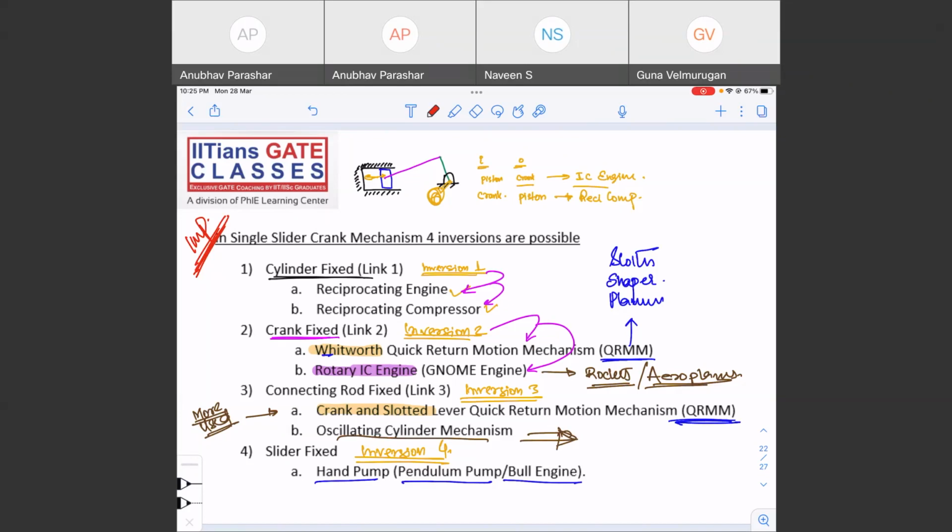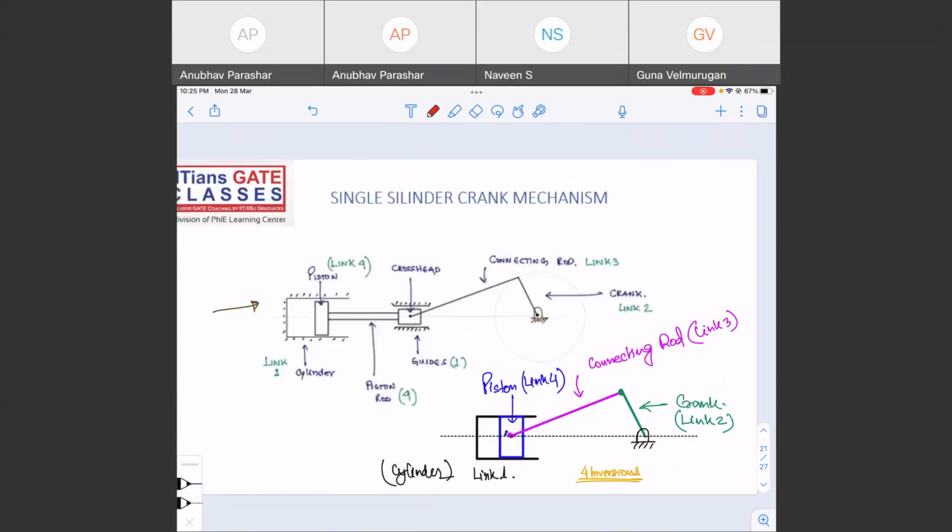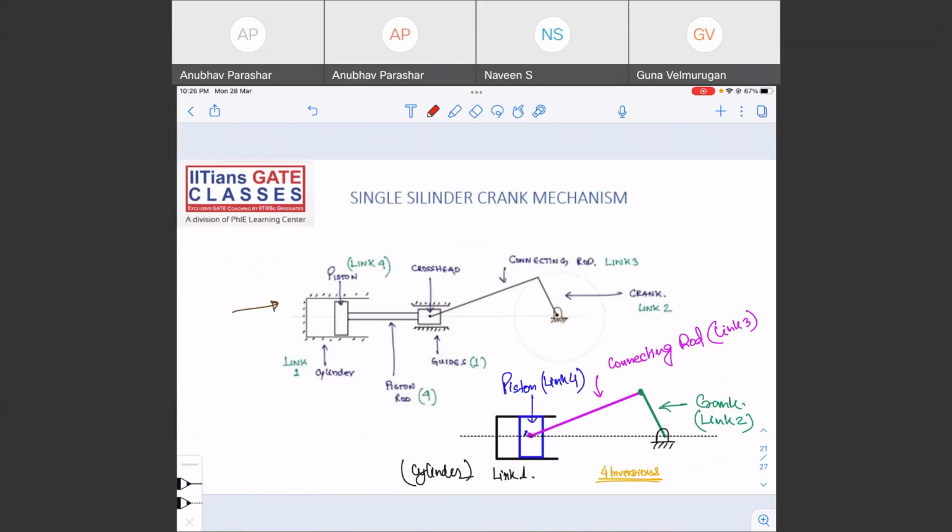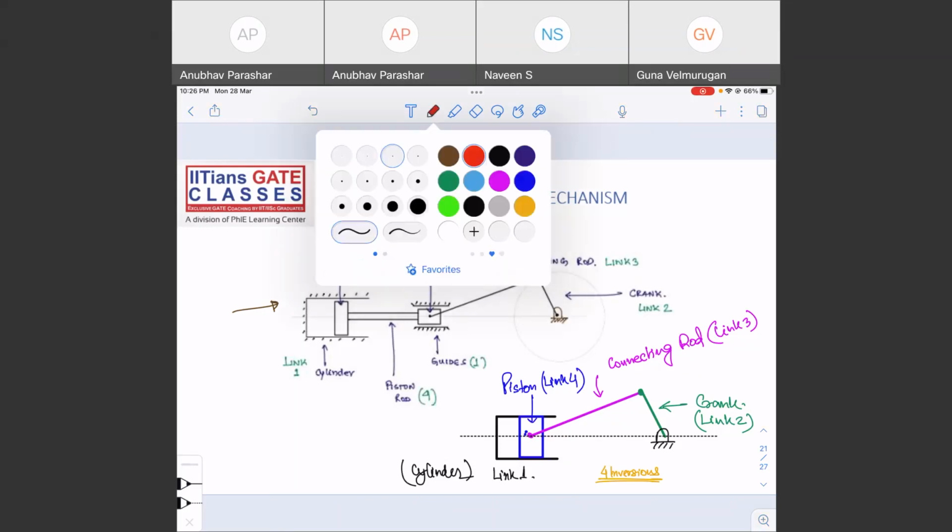How many inversions are there for single slider crank mechanism? Question might be like this also, right? In single slider crank mechanism, how many turning pairs are there? Tell me. How many turning pairs are there in single slider crank mechanism? Can you see how many turning pairs are there? 3 turning pairs. What are the 3 turning pairs? Let us see. There are 3 turning pairs.